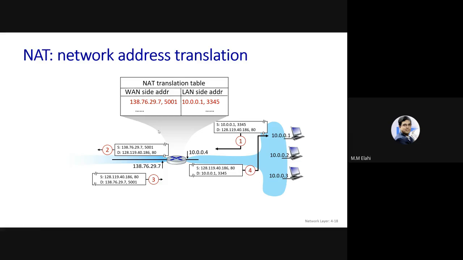So that is the idea of network address translation. And for this, there are some drawbacks or criticisms of NAT also, because the router works in which layer?